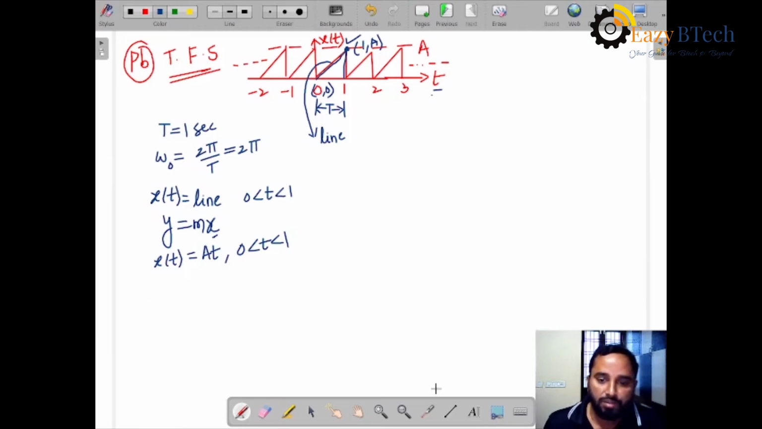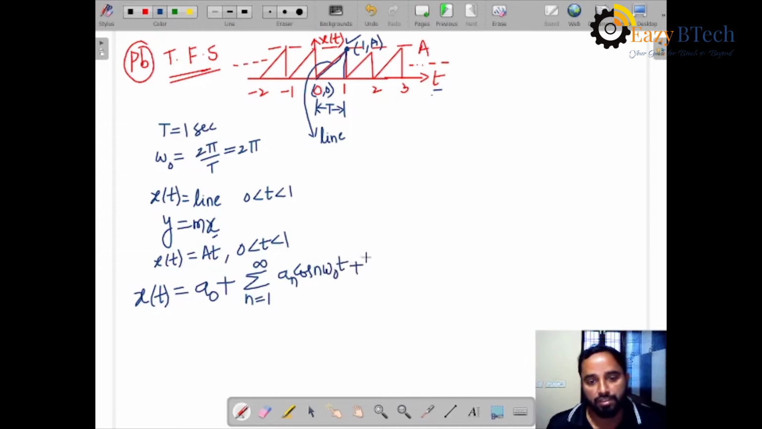Now, what is the trigonometric Fourier series definition? x of t is equal to a naught plus summation n equal to 1 to infinity of an cos n omega naught t plus bn sin n omega naught t. Let's find a naught, an and bn. After that, we substitute in x of t.